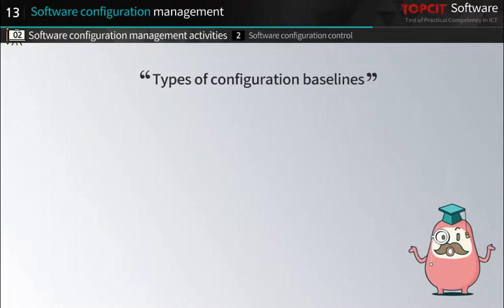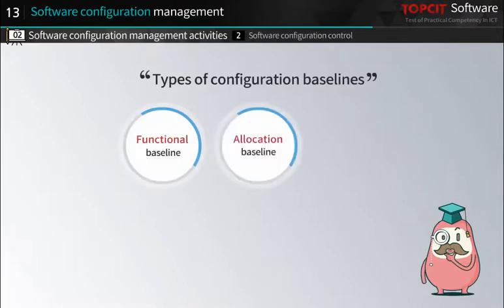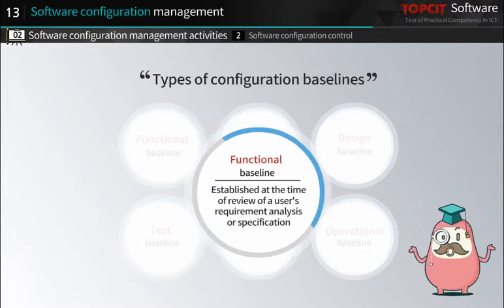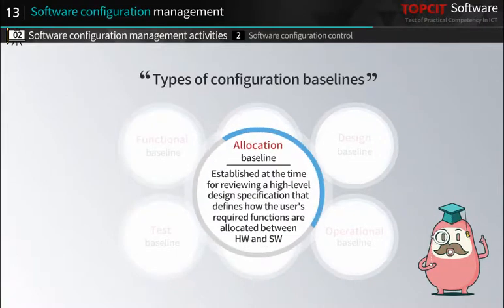Types of configuration baselines include functional baseline, allocation baseline, design baseline, test baseline, product baseline, and operational baseline. A functional baseline is a baseline that is established at the time of review of a user's requirement analysis or specification. The allocation baseline is established at the time of reviewing this document or a high-level design specification that defines how the user's required functions are allocated between hardware and software.